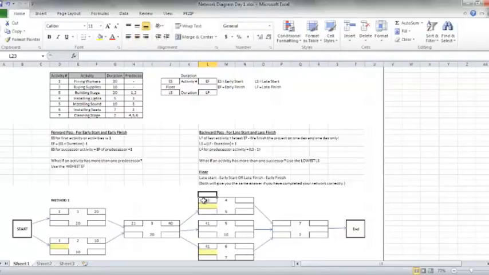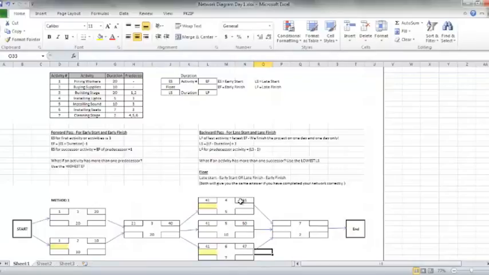Okay? Now, to do the early finish, it's our same old thing again. We take the early start, here's our formula again, plus the duration, minus 1. So 41 plus 5 is 46, minus 1 is 45. 41 plus 10 is 51, minus 1 is 50. 41 plus 7 is 48, minus 1 is 47, and there we go.